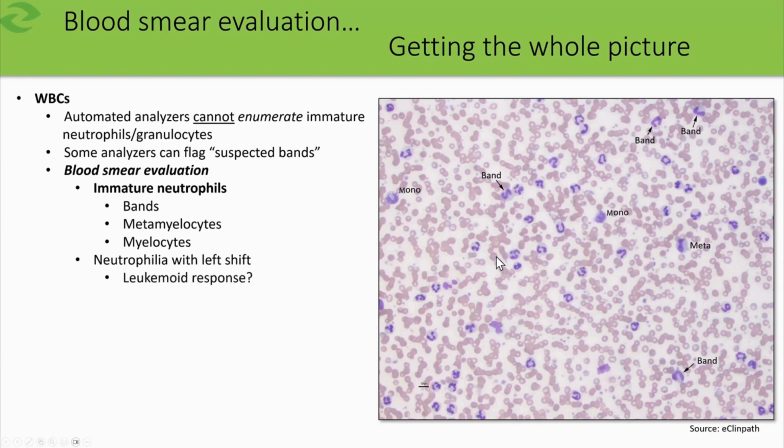So there's a specific response called a leukemoid response. It's typically associated with leukocyte counts or total white blood cell counts of greater than 50,000 cells per microliter, and it's an orderly left shift. Leukemoid meaning leukemia-like. It looks like leukemia because there's so many cells, but it's that orderly left shift.